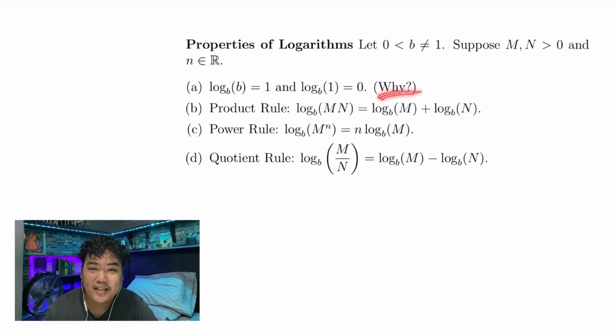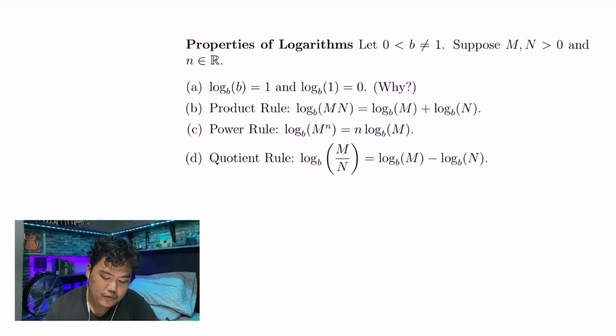You might ask why. And we have the product rule. The log of a product to the base b is the same as, you can distribute the log over mn, but the multiplication sign becomes plus. You can remember it that way. So, that is the property. And we have the power rule. The log of m to the n to the base b is n times log base b of m. So the small n, the exponent inside, just drops down.